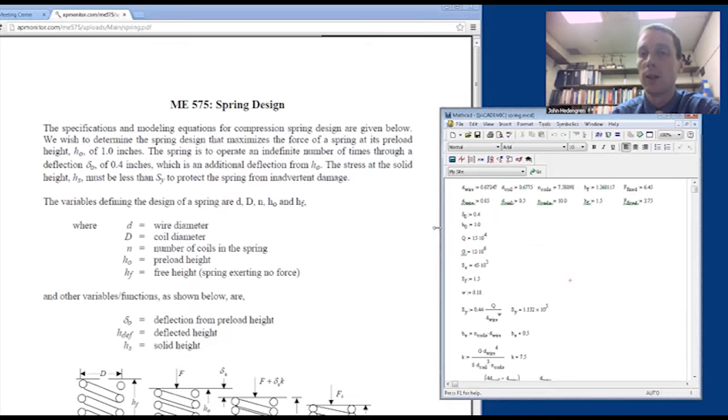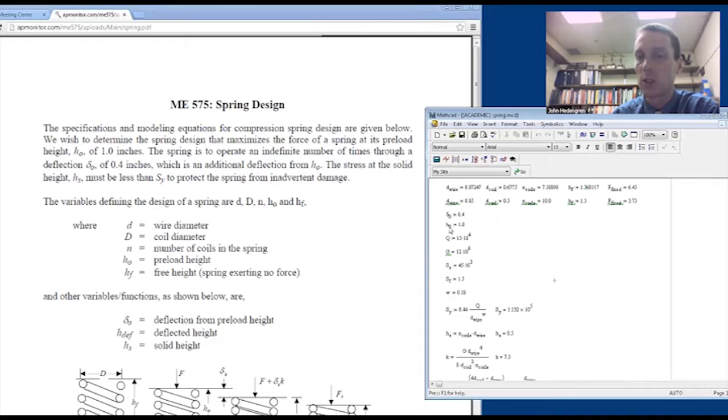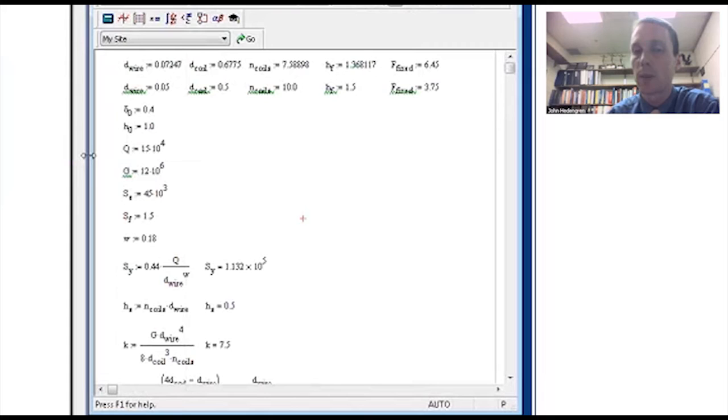So I just wanted to run through some of the equations on a step-by-step basis, visiting each one individually, starting first of all with just a feasible design point, and then working through to how to set up the optimization problem. So first of all, what I've done is I've just taken the diameter of the wire, the diameter of the coil, the number of coils, the free height, and then a force, and then just set up all the constants.